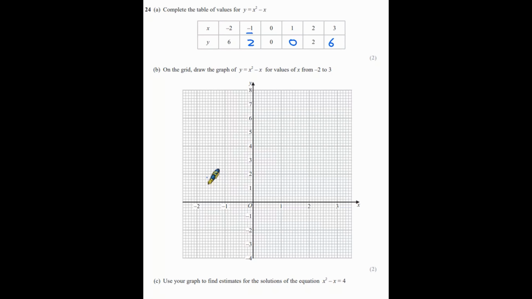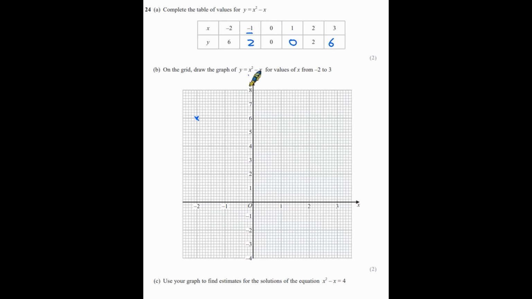For part B, we now have to draw this graph. So let's plot these points. We've got minus 2, 6. So minus 2, and up here to 6, our first point is there.